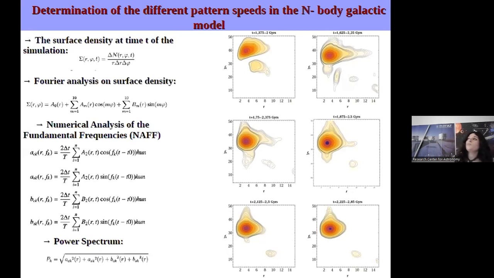And we made the contour plots of the power spectrum. It is the same procedure that Sellwood applied, and for different time periods of the simulation. And we can see, I don't know if it is visible, we can see a second maximum, which corresponds to a frequency of half the value, which reveals a second pattern speed for the spiral arms.